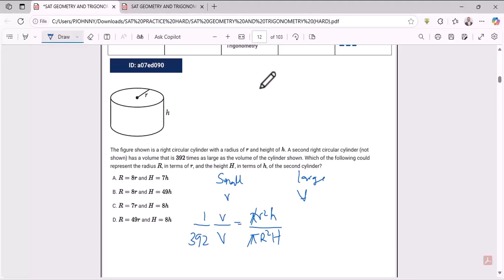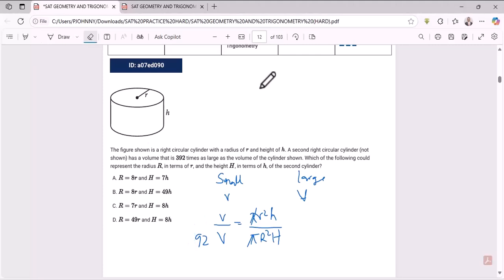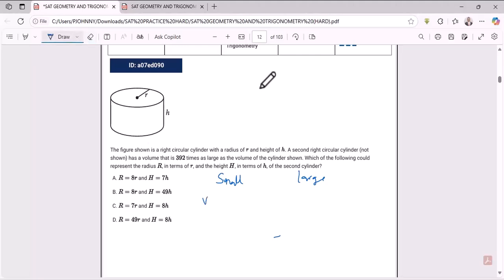So how do we relate the radius of the second cylinder? Let me see. I thought this would give us a faster way. So let's use what I started with before. This volume is simply pi r squared h, and if it's 392 times, then this capital V will be 392 times pi r squared h. So let's substitute this and see which one will give us that.